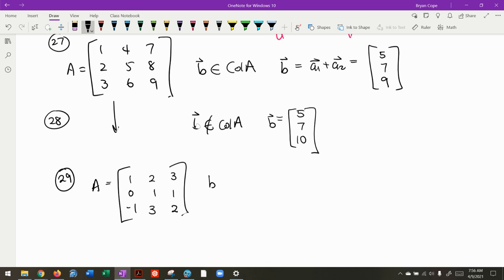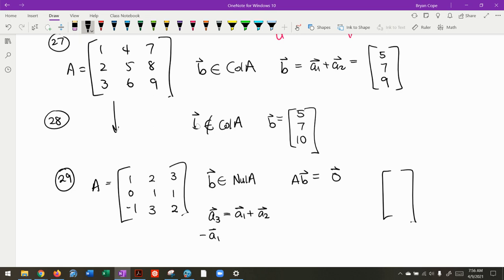And we want our vector b to be a member of Null A, which means that A times b has to equal the 0 vector. So let's figure out a b that is full of scalar weights such that when we take a linear combination of these columns, we're going to get the 0 vector. So here's what we know. Based on the way we constructed it, a3 is equal to a1 plus a2, which means there's a linear dependence relation that I could write like this.